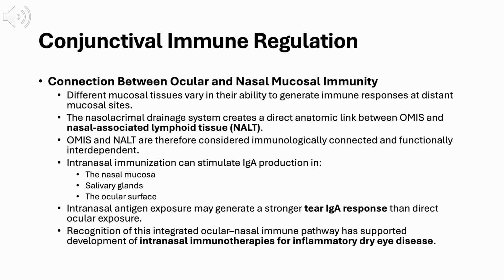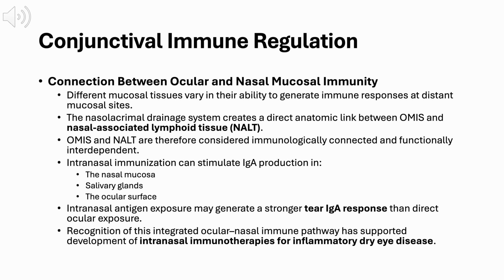Here's a clinically underappreciated point. Different mucosal tissues vary in their ability to generate responses at distant mucosal sites, and the eye and nose are tightly linked. The anatomic bridge is the nasolacrimal drainage system, which creates a direct connection between OMIS and nasal-associated lymphoid tissue, or NALT. Because of this, the two systems are considered immunologically connected and functionally interdependent. What happens in one influences the other.